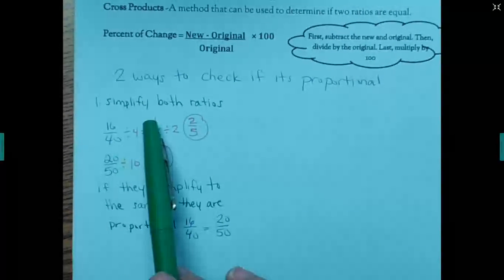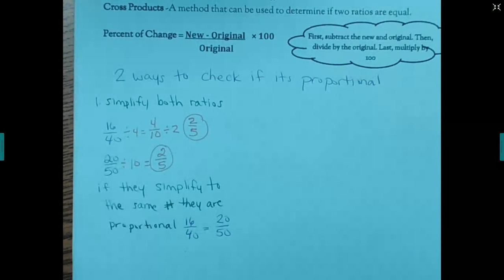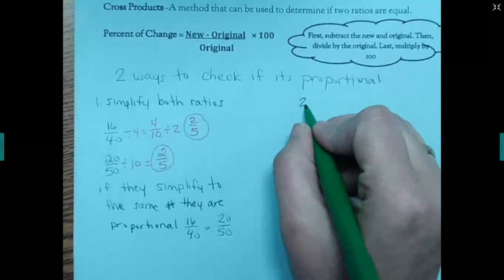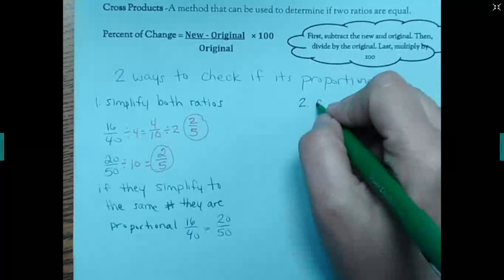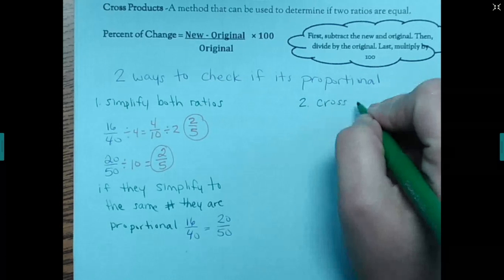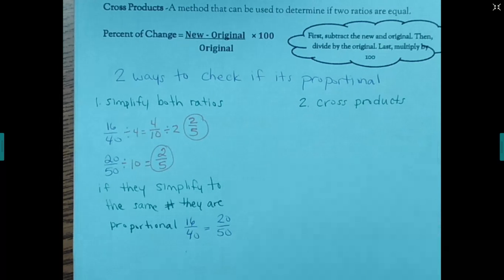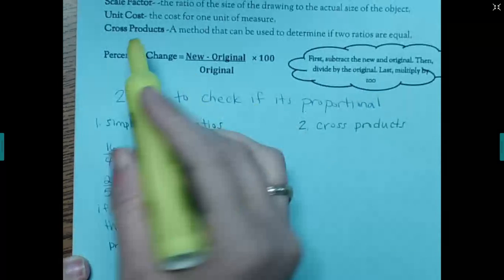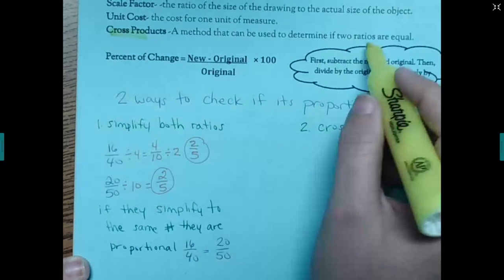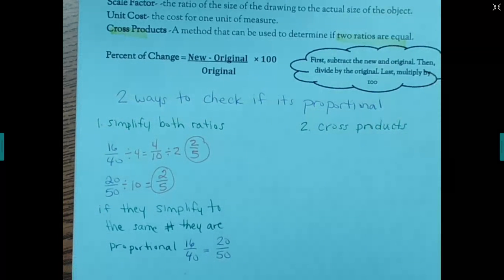Now, this works every single time, but sometimes it's easier to just do the second way. Again, you can do the second way every time, the first way, it doesn't matter. Cross products. Cross products is a vocab word. It says cross products is a method used to determine if 2 ratios are equal.